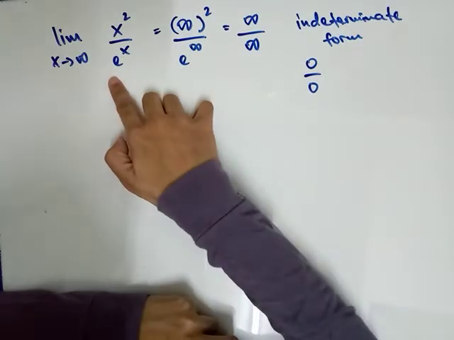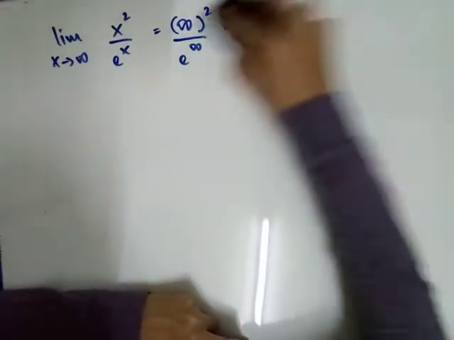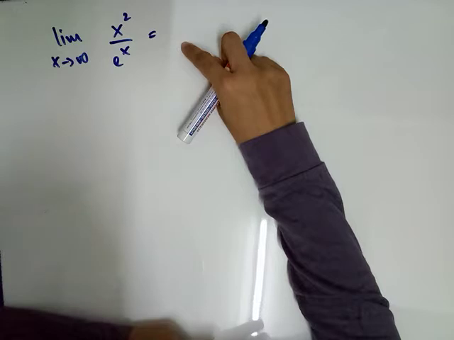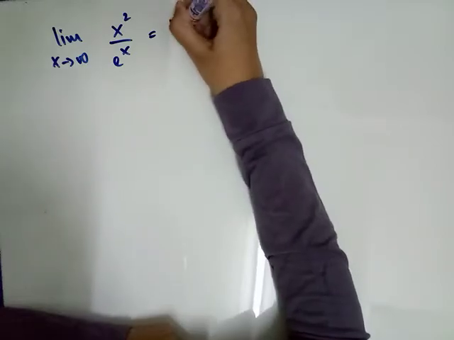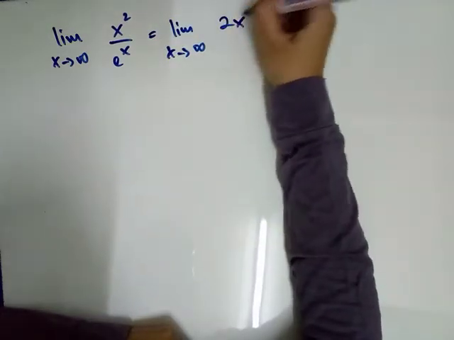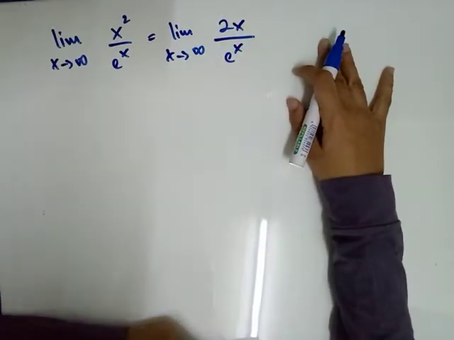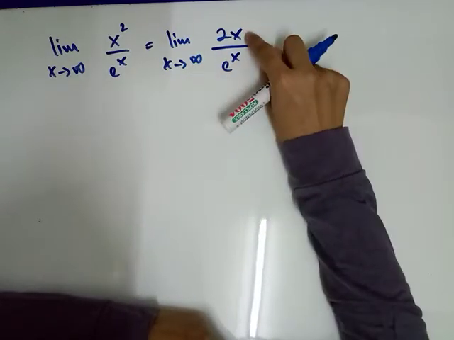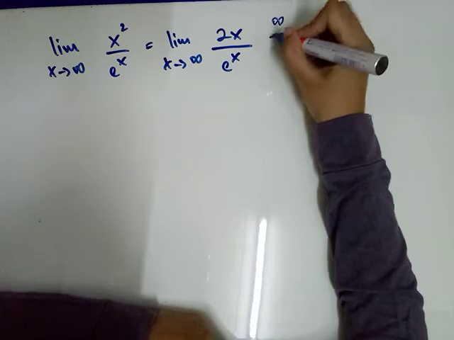Back to this question. We found this infinity over infinity indeterminate form, so we can apply L'Hopital's rule. Let's say this is f(x), this is g(x). We need to differentiate. Limit x approaching infinity, differentiate x squared, we get 2x, over differentiate exponent x, we get exponent x. Then try substituting infinity into x again. Infinity times 2, we get infinity also. Exponent infinity, we get infinity also.